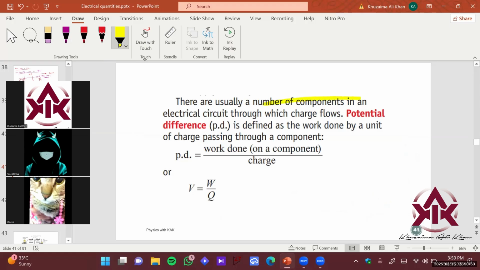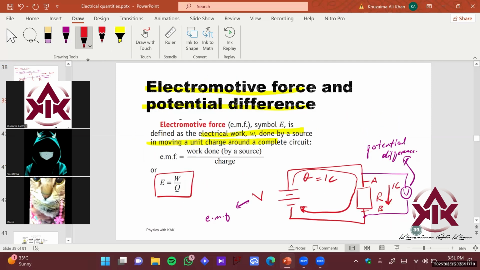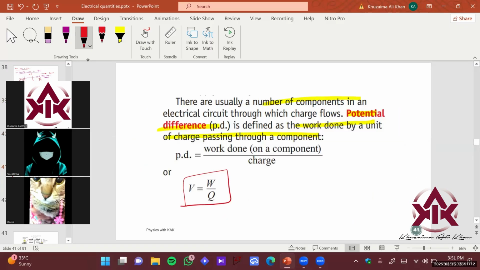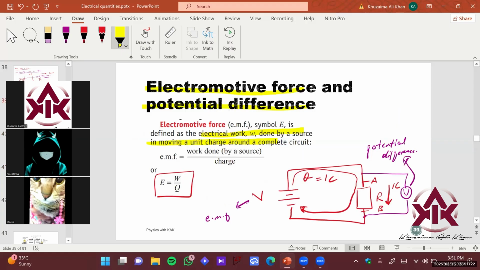So there are usually a number of components in a circuit. We have a bulb, let's say we have a resistor, a diode, an LDR, and so on. So potential difference is defined as the work done by unit charge passing through a component, right? Through one component here. So you can see the definitions are very similar here, right? For electromotive force, it is work done upon charges. And for voltage, it is work done upon charges, right? So the difference is that potential difference is work done on a component, and EMF is work done by a source, ठीक है? So इसके लिए you have to be careful here, right?